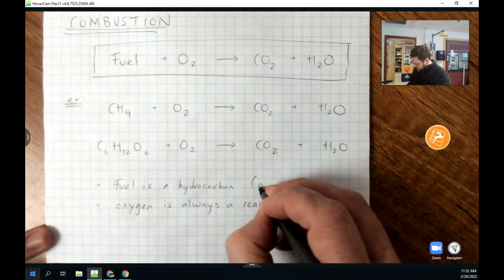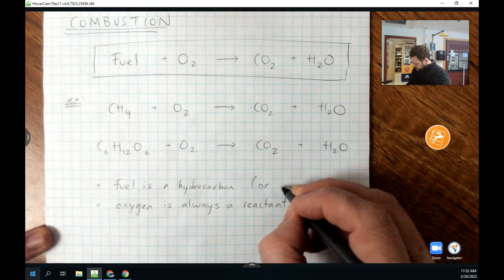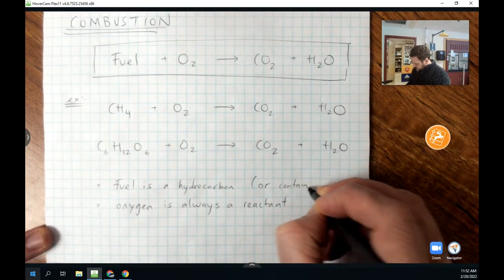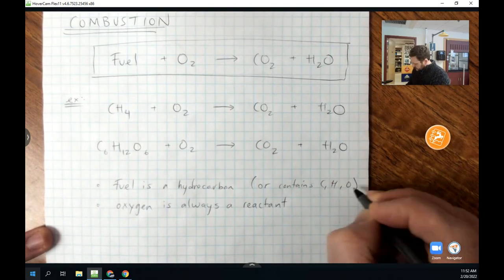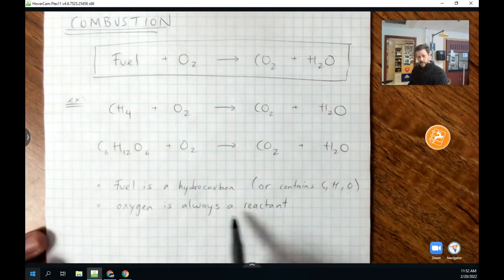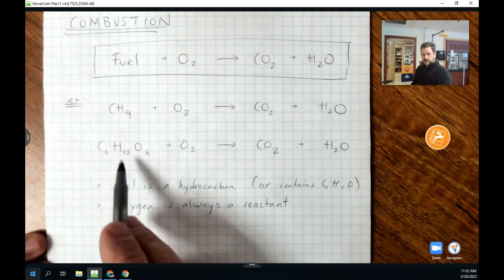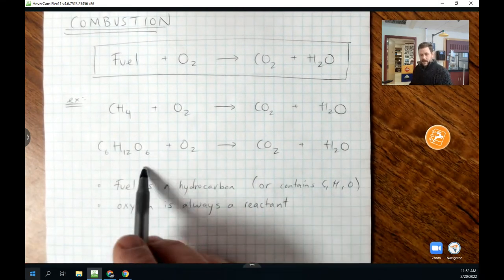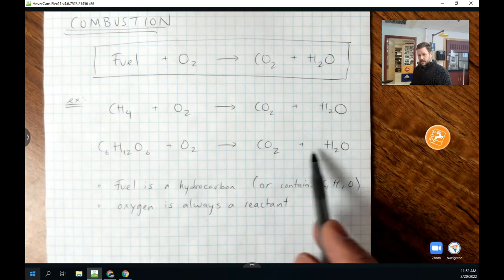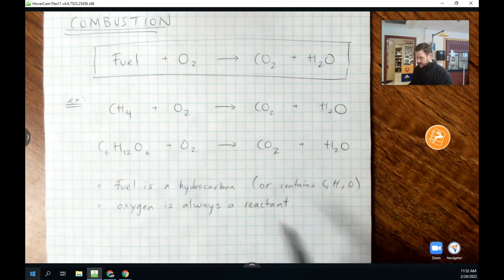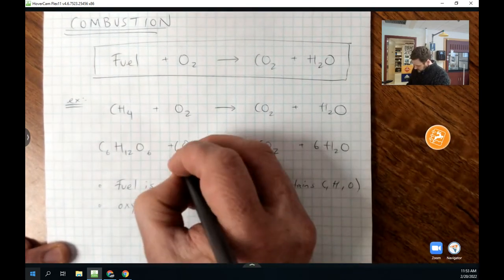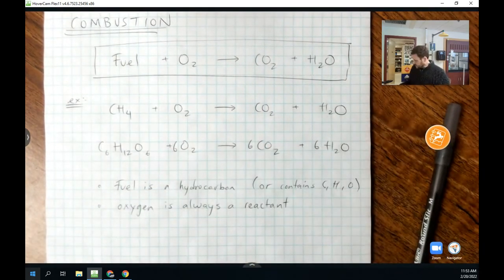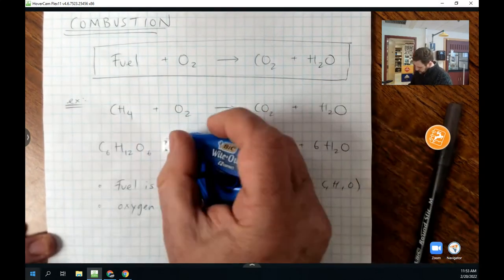but it could also include oxygen. So I'm going to write or contains C, H, and O because it doesn't necessarily just contain C and H. As you can see, it could contain O. And you'll notice that this is not balanced. Let's see if we can balance this. First of all, we can balance this one with just those coefficients. And you might notice, interestingly, that that is backwards photosynthesis.